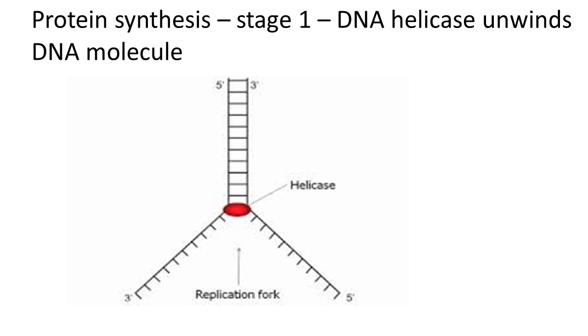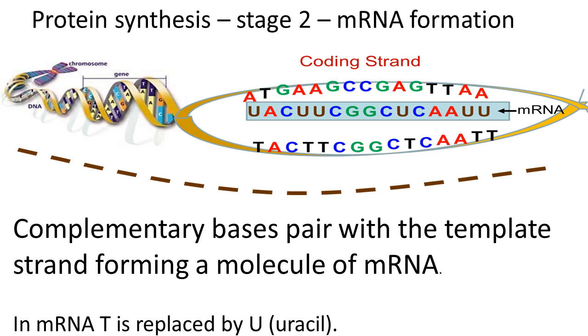Stage 2 of protein synthesis is mRNA formation. Right, what is mRNA? The M stands for messenger, and it's RNA, not DNA. And you don't need to worry about this, because it's a single strand. So, as you can see on this picture, we've got this unwound section of DNA. And the bases are free, you can see them.